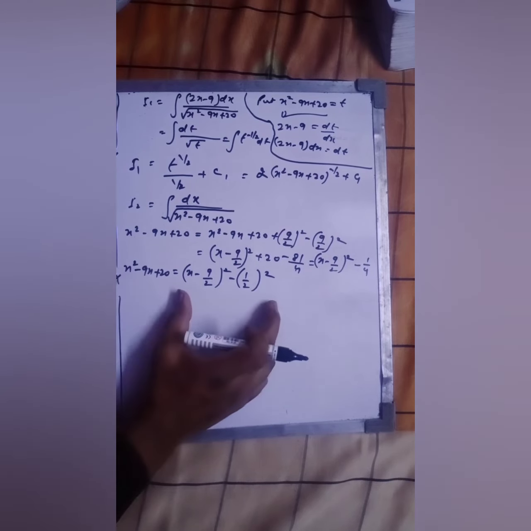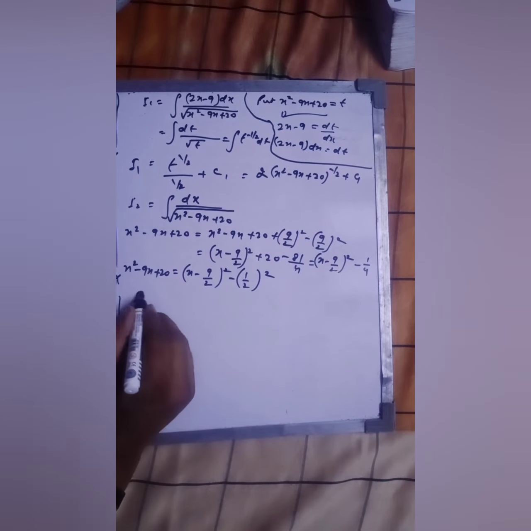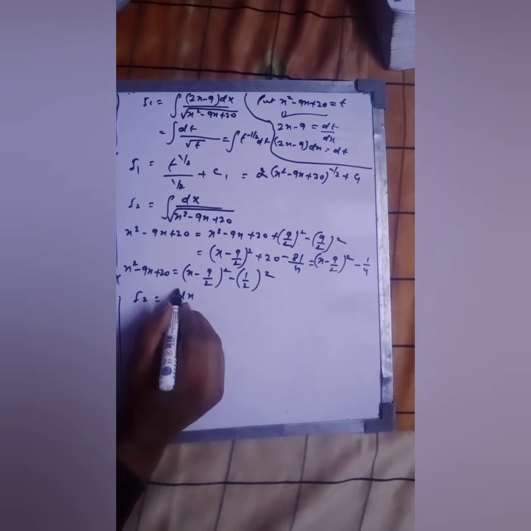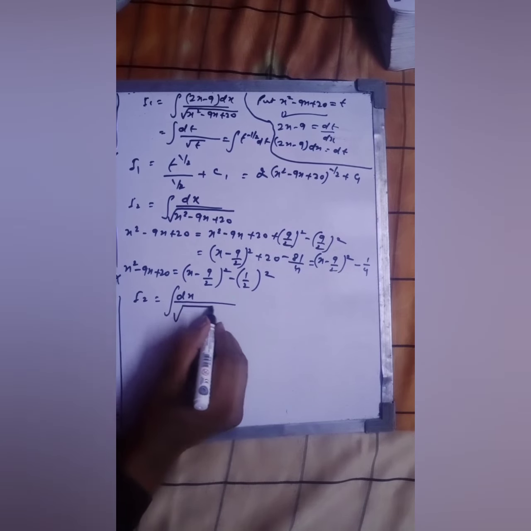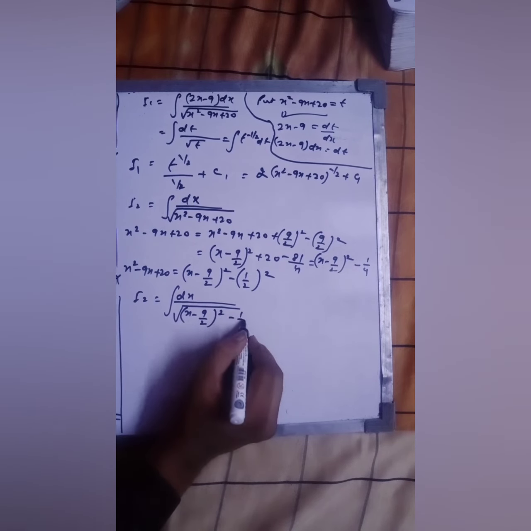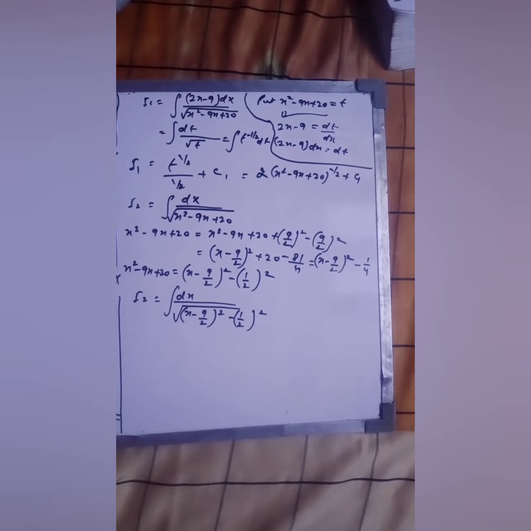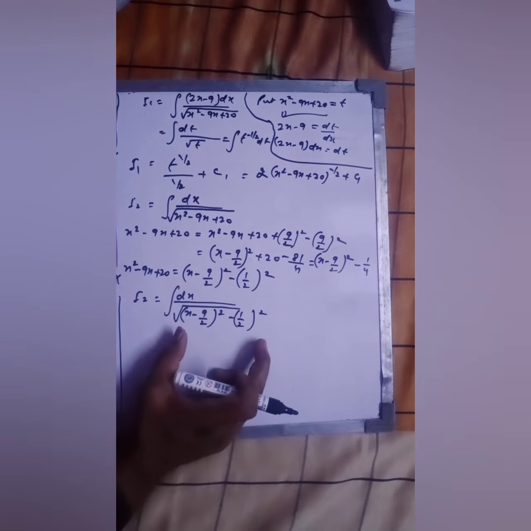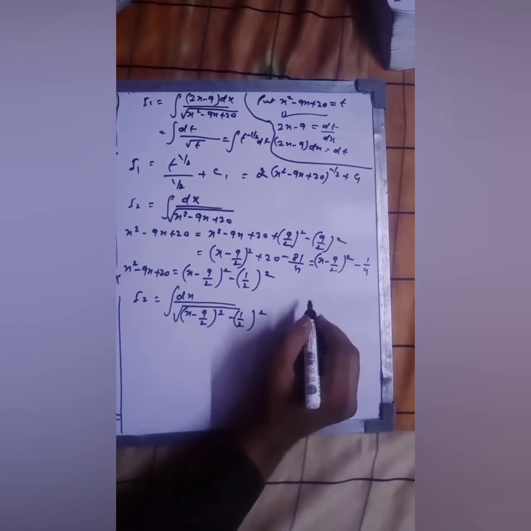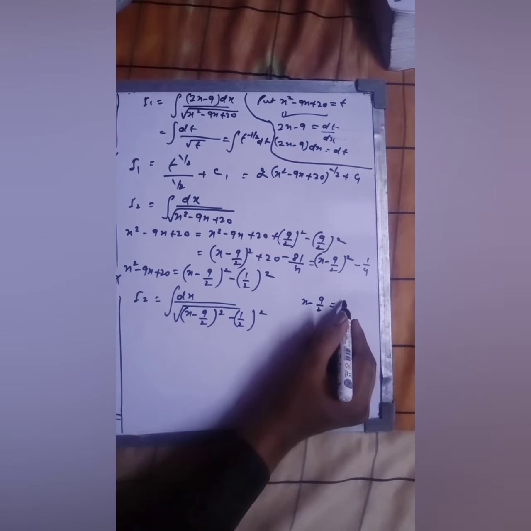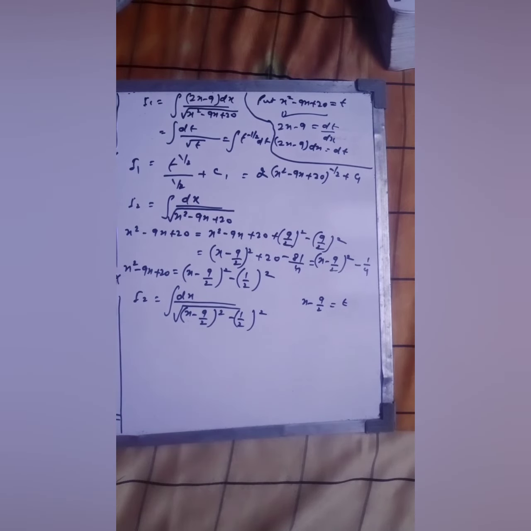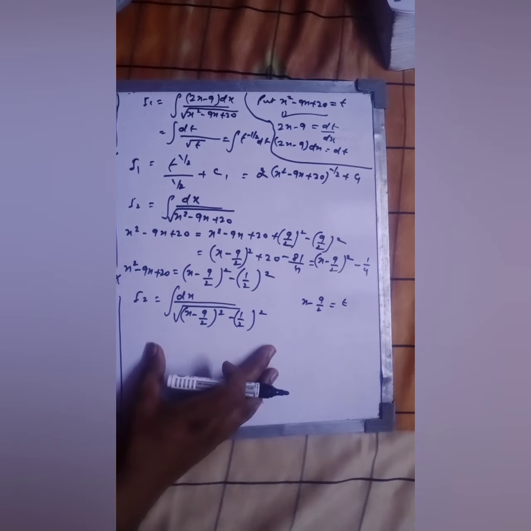At the place of this, I will put this value here. So your I2 would be dx over under root of x minus 9 by 2 square minus half whole square. Are you getting my points? Now I'm assuming that x minus 9 by 2 is equal to t. This is a little bit lengthy question but not difficult. When this kind of question comes, the weightage would be 6 marks.